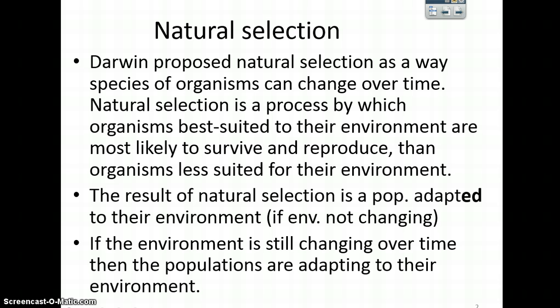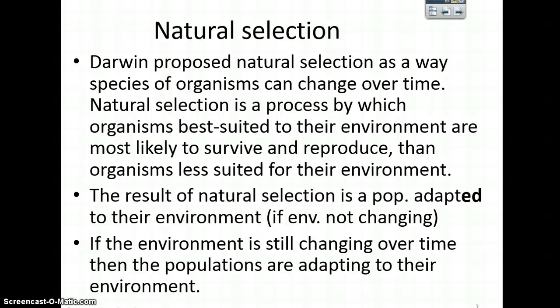Darwin proposed natural selection as a way species of organisms can change over time. Natural selection is a process by which organisms best suited to their environment are most likely to survive and reproduce than organisms less suited for their environment. So if you have an organism out there and they have these good genes, they're going to be able to reproduce and have babies. The babies are going to have these good genes, and generation to generation to generation.